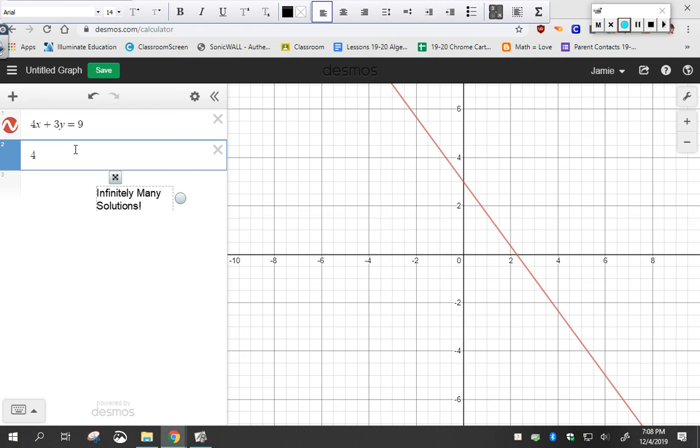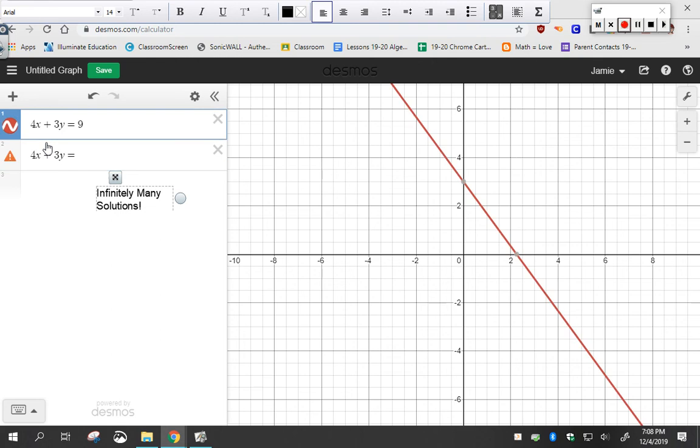So we could do 4x plus 3y equals something other than 9. If we do something other than 9, let's do 1, they're parallel. If I go with 9, they're the same line because I typed the same thing twice. Okay, but what if I don't have two of the same thing? We could do something that's equivalent.